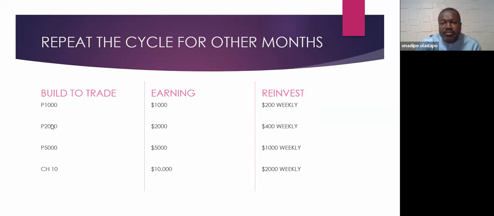If you are a P2000 earning $2,000, I recommend you put $400 in your trading account every week. If you are a P5000 earning $5,000 every week, I recommend $1,000 in your trading account every week. This is 80% of your residual income. And if you are a chairman 10 earning $10,000 every month, I recommend out of the $2,500 you earn a week, put $2,000 in your trading account.